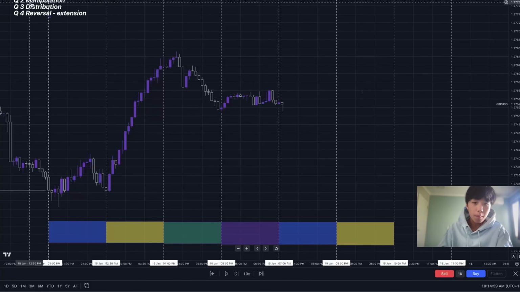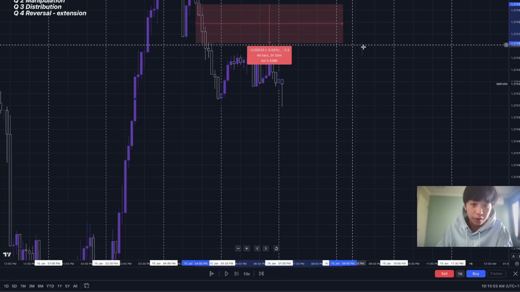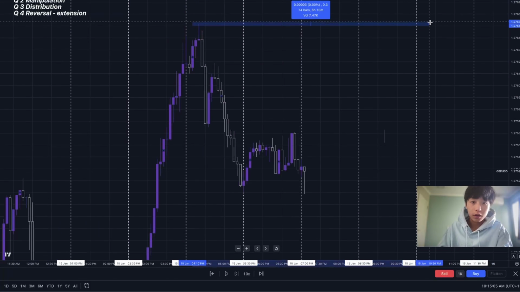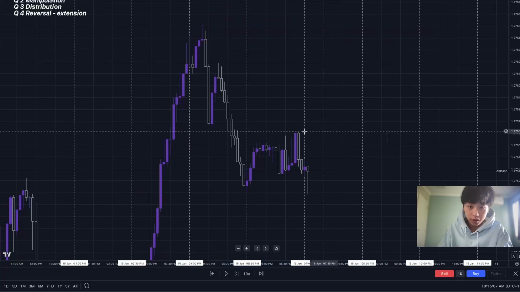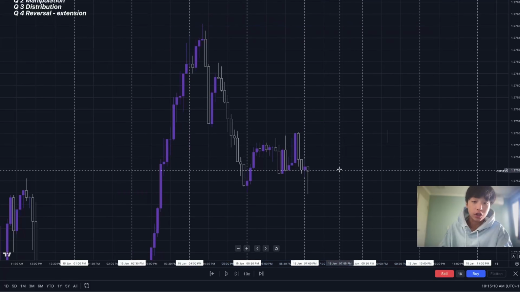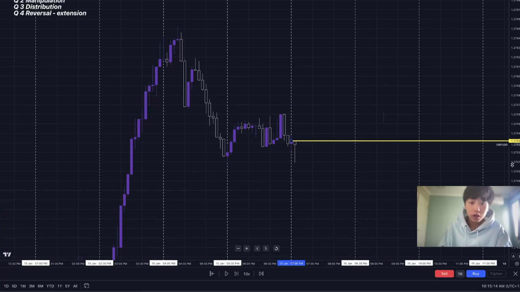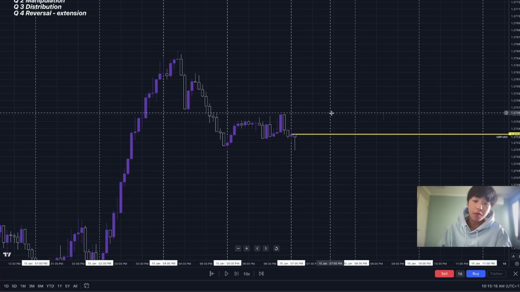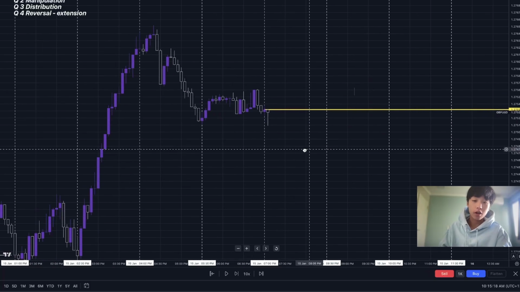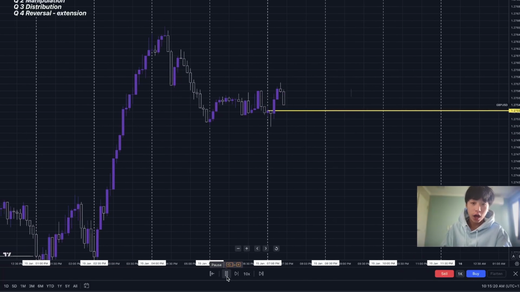We expect what? Manipulation. So what can we expect to get manipulated? Maybe these 5-minute fair value gaps, maybe this level of buy side liquidity, maybe this previous high from the consolidation phase. And we also have our true open right here. So we want to see price be above it for shorts and be below it for longs. So let's see what happens.